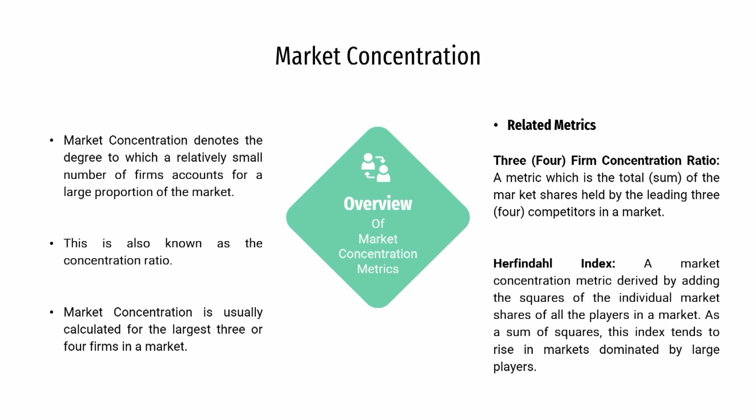This is also known as the concentration ratio. Market concentration is usually calculated for the largest 3 or 4 firms in the market. A related metric is the 3 firm concentration ratio. It is the total sum of the market shares held by the leading 3 competitors in the market. If I look at our previous example, the leading 3 competitors had 50 plus 20 plus 15, so this market concentration will be 85%.